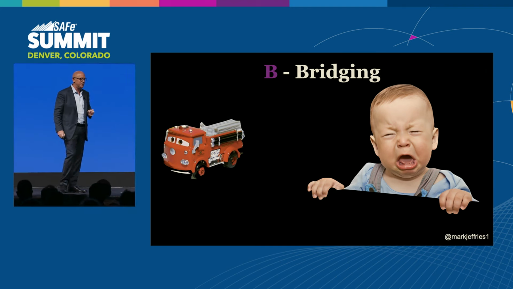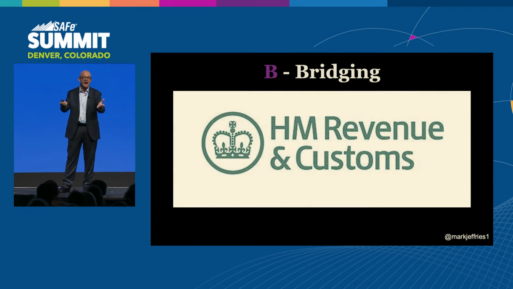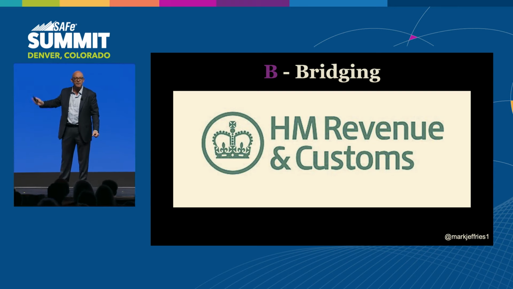A great example of this working in the real world, by the way, comes out of the UK, and it's our version of the IRS. It's called the Inland Revenue, also known as Her Majesty's Revenue and Customs. In other words, the tax people.